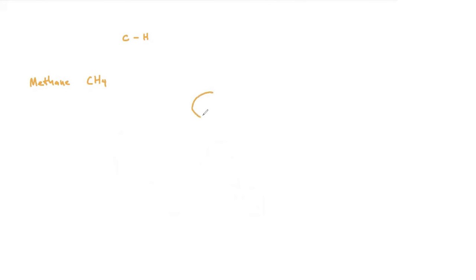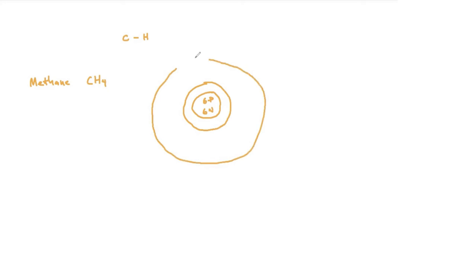Carbon nucleus in the middle is going to have 6 protons, 6 neutrons. It's going to have an inner shell with 2 electrons, and an outer shell with 4 electrons. I'll go ahead and draw those in. 1, 2, 1, 2, 3, 4. Okay. Nothing new there.